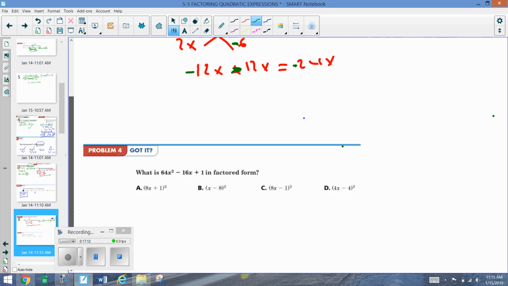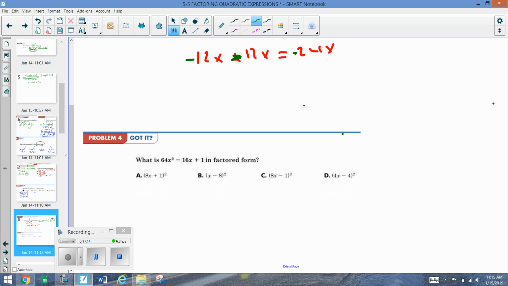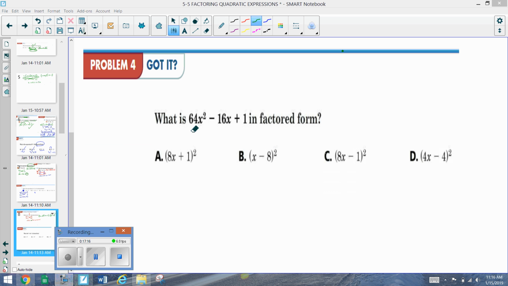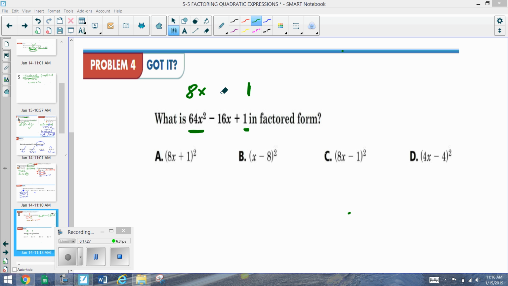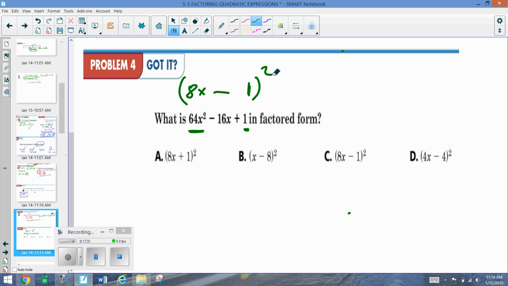So if you understood this one, here you go. First we check the first term. Is that a perfect square? Which is 8x. Is that a perfect square? Yeah, square root of 1 is 1. Then what is the sign? The sign is negative. You just do that.